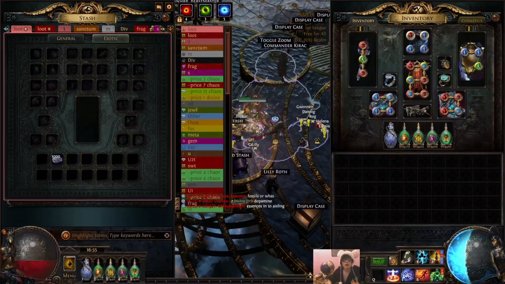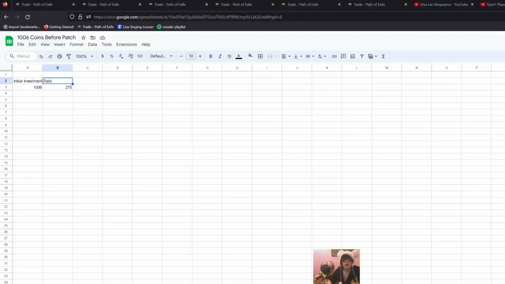So let's break this down on a spreadsheet. The initial investment was 1,006 coins. It took around 7 coins on average per tournament. And I bought them at a rate of one divine for 275. Which comes to the total investment of... Oops, I need to put an equal sign. So the total divines I spent was basically 3.7 divines.